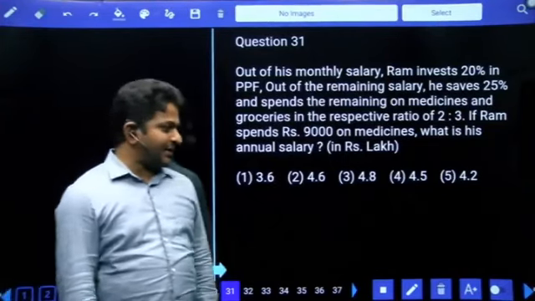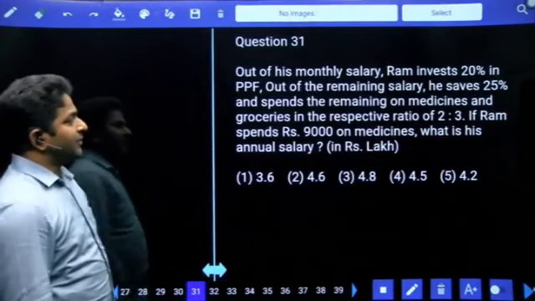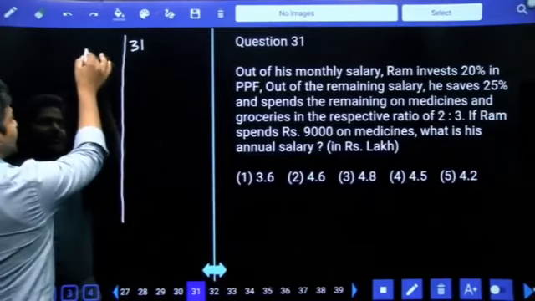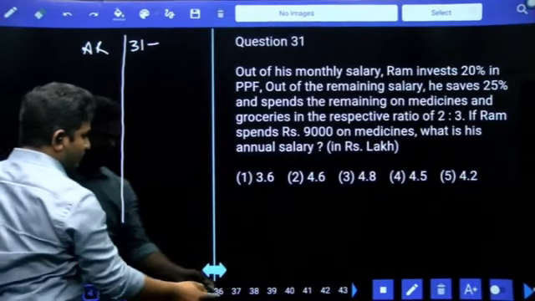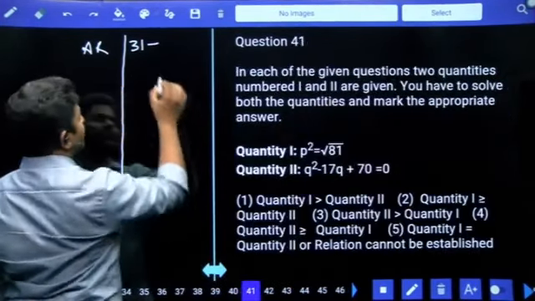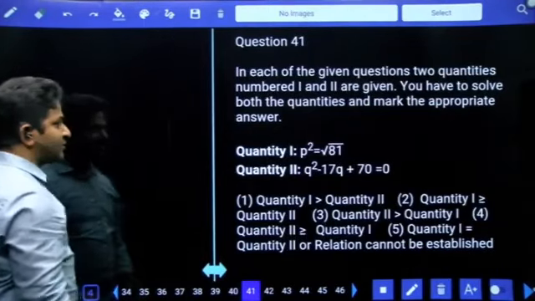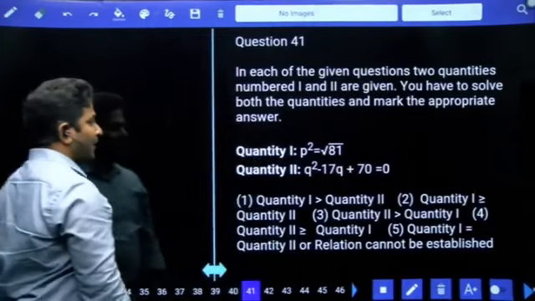IBPS PO prelims exam. Let's start from question number 31 onwards. From 31 we have arithmetic questions, so let's write an index. We'll see these questions later. 31 to 40 we have. From 41 quadratic equation, so we will start solving these questions.